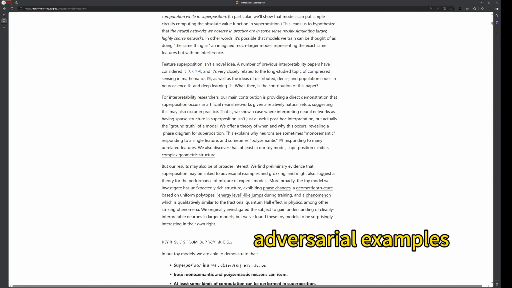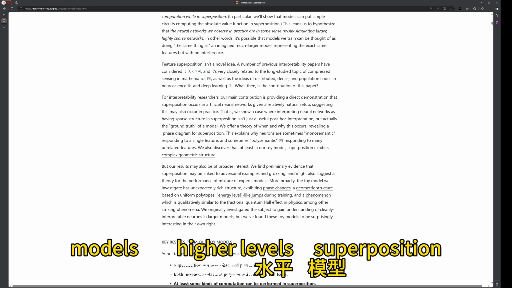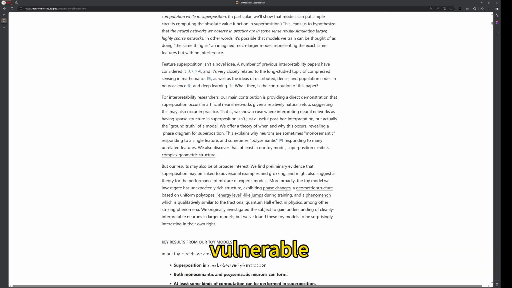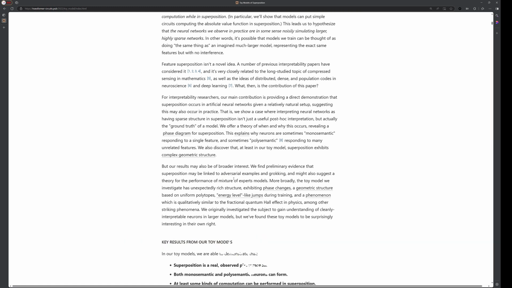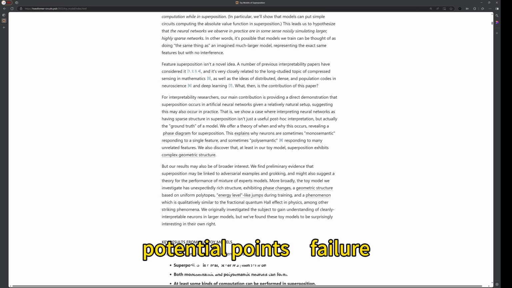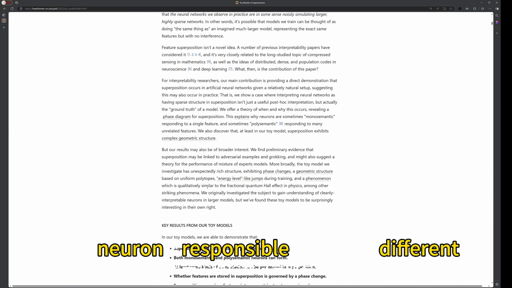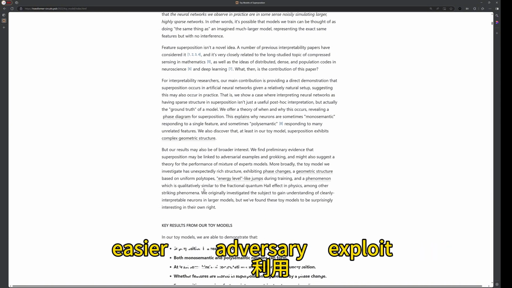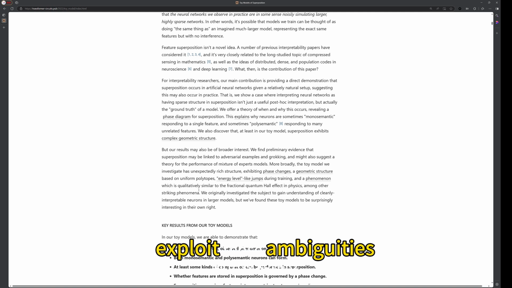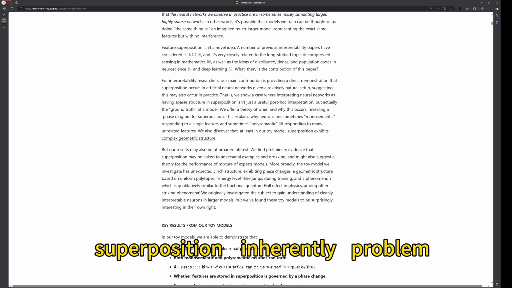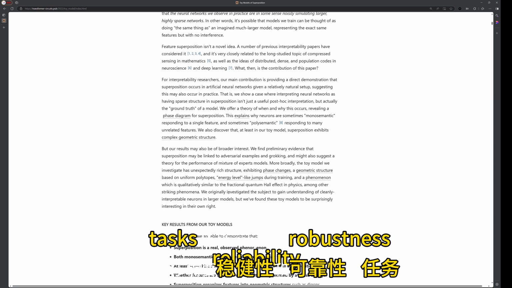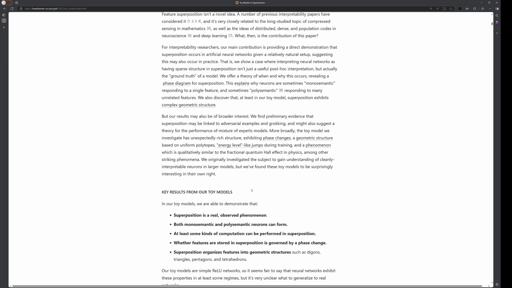And this ties into the whole issue of adversarial examples. The paper found that models with higher levels of superposition are more vulnerable to these carefully crafted inputs designed to fool the network. Absolutely. The more you pack in, the more potential points of failure there are. Exactly. If a neuron is responsible for all these different things, it's easier for an adversary to exploit those ambiguities and trigger the wrong response. So it makes you wonder if superposition is inherently a problem for tasks that require robustness and reliability. That's the question. So what do we do about it?